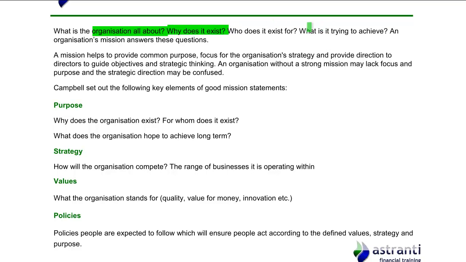Who does it exist for? What are we in business for? It gives us our overriding purpose. And Campbell set out these 4 elements of mission statements that I hope you remember from your studies.